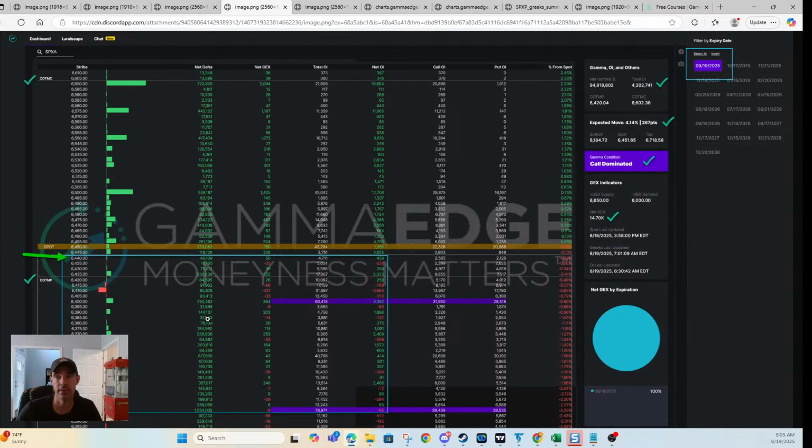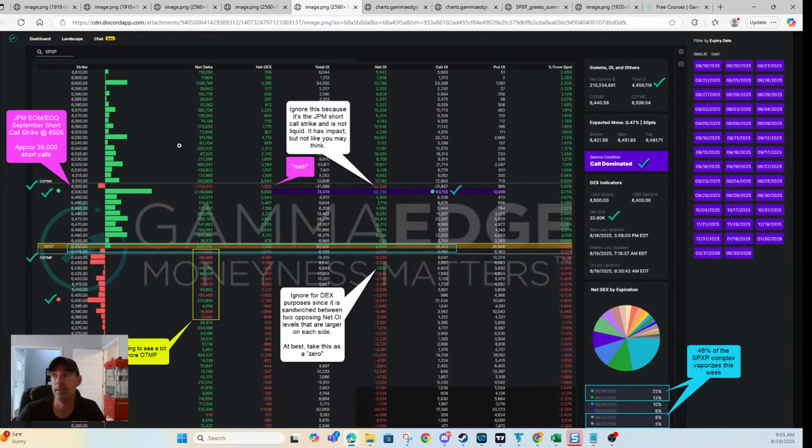You see green net delta in the money calls above and below, so really nothing to worry about here. Again, any pullback should be an opportunity to get involved in the overall market unless we see an erosion of this overall structure and we're seeing a significant change from call dominated to put dominated.